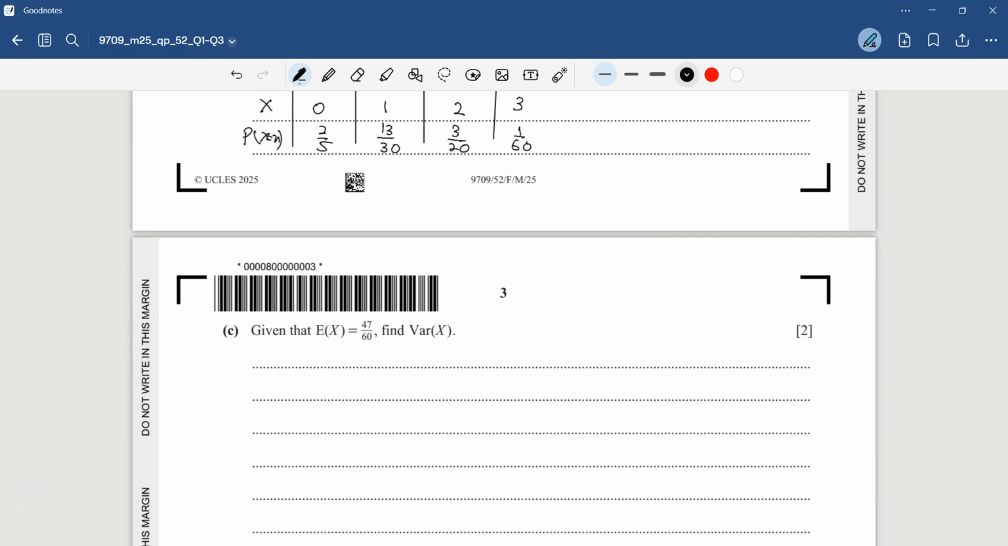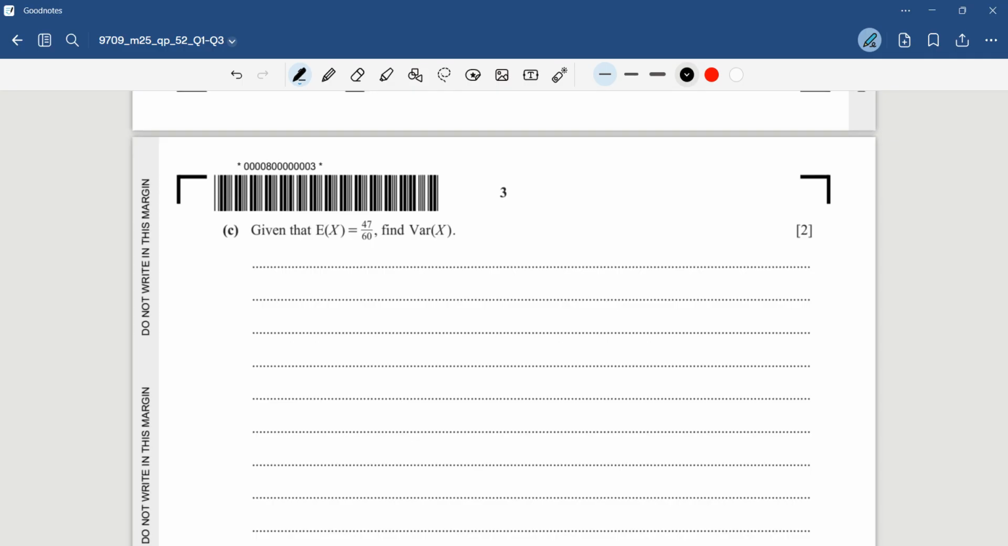Okay, it is given that E(x) equal to 47 over 60. Find the variance of x. So in order to find the variance of x, the formula will be E(x squared) minus [E(x)] squared.